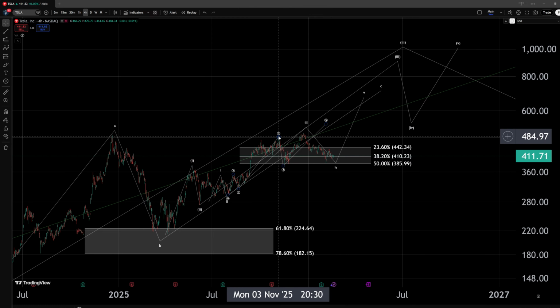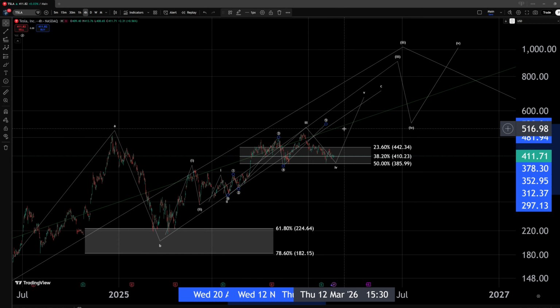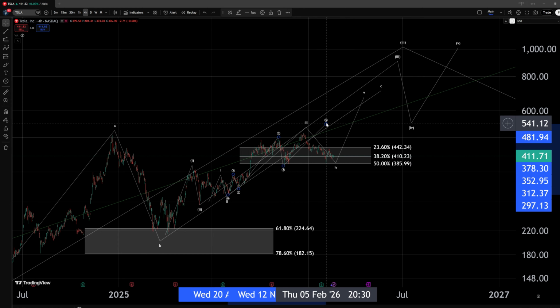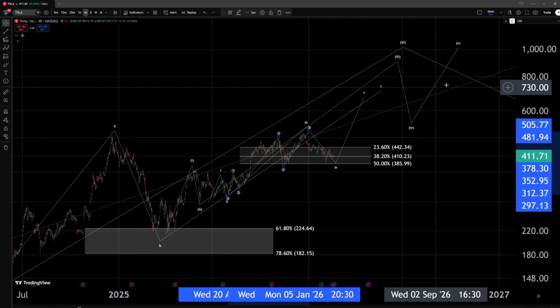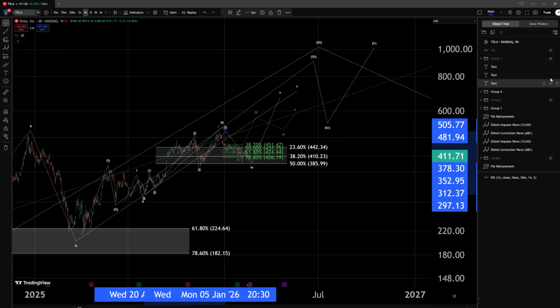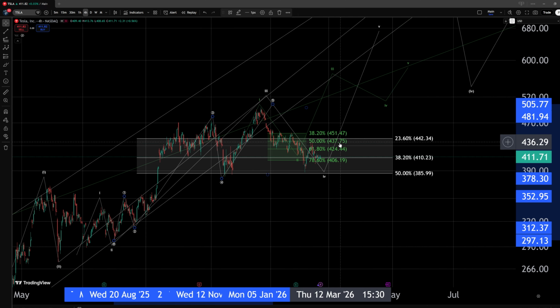Now, sure, I could actually even remove this internal one. So for context, we have been tracking a possible extension within this 5th wave, and we have been tracking this green structure for a potential 1-2 setup.